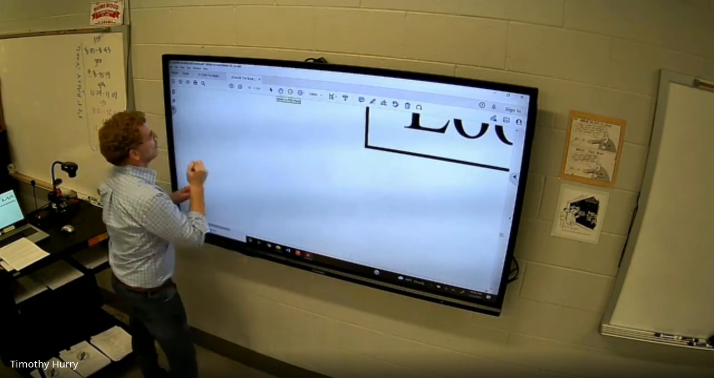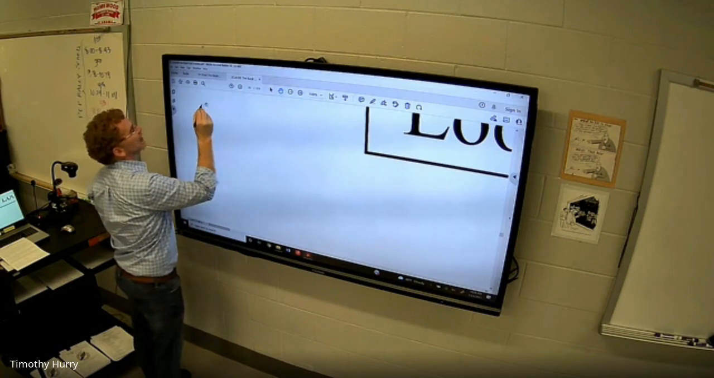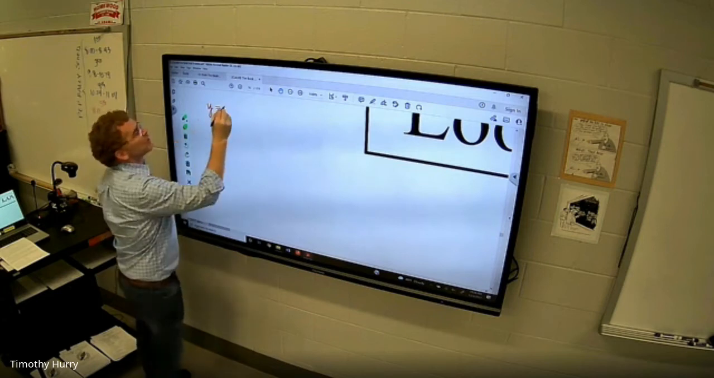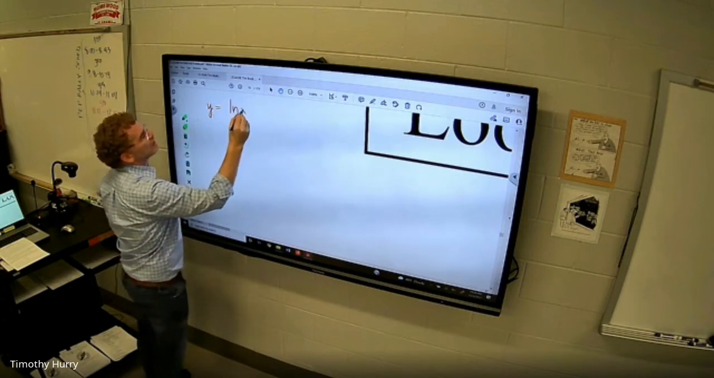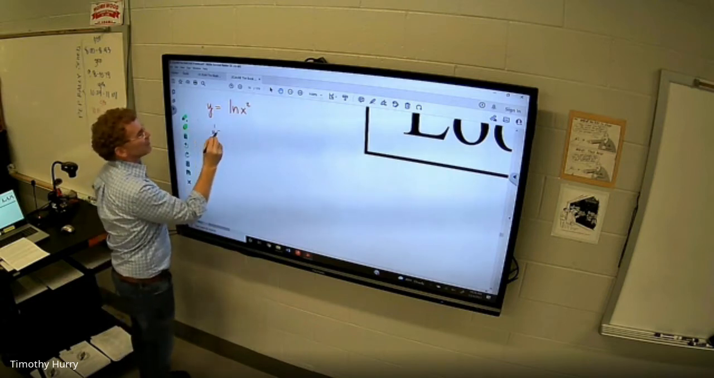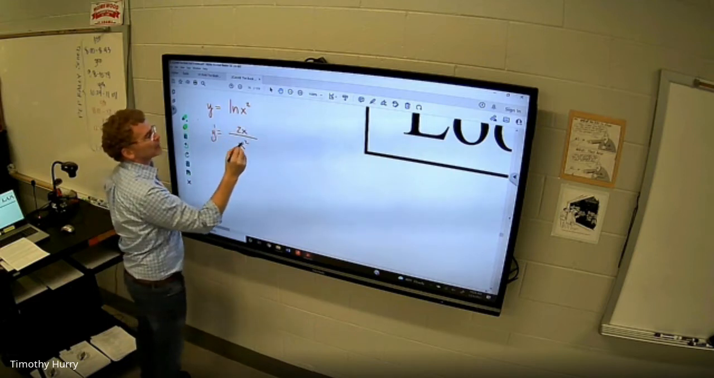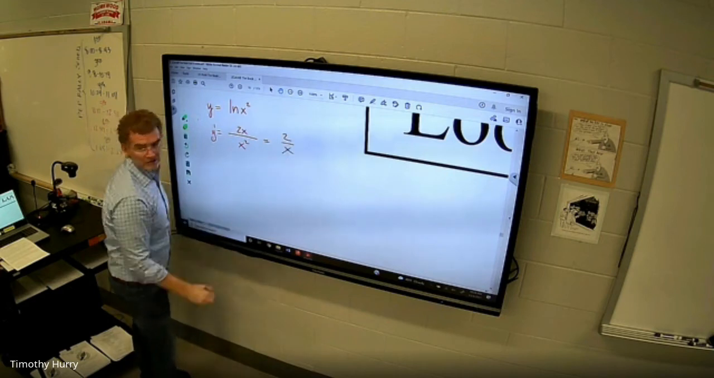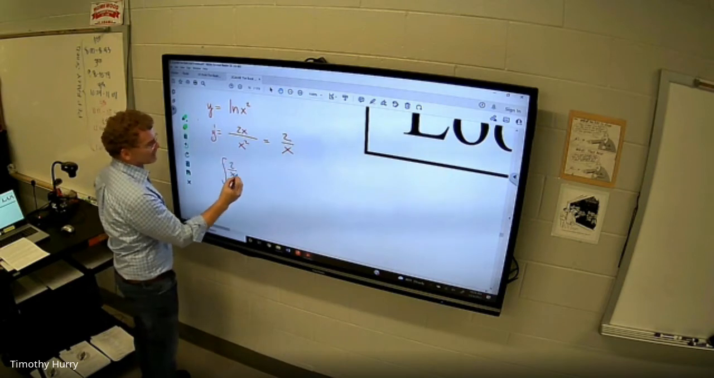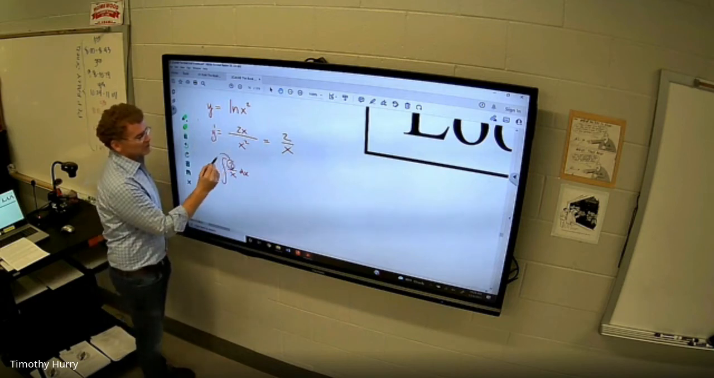So hypothetically, what if I had a function like natural log of, I'll just make it x squared. Okay, so if I take the derivative of that, what do I get? X squared on the bottom, and then derivative on the top, right? Which simplifies to 2 over x. Okay, so if I integrate a 2 over x dx, what's my rule? Swing that to the front.